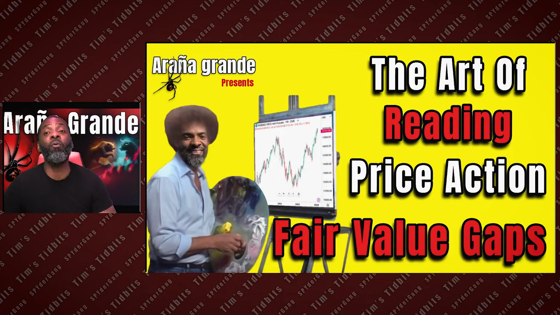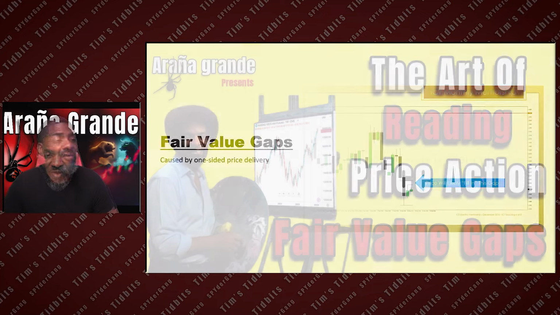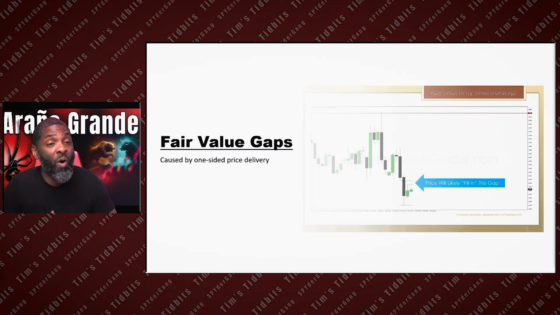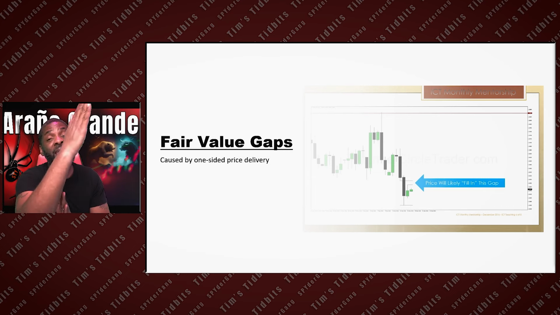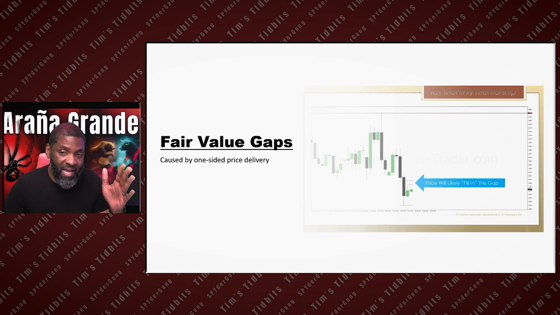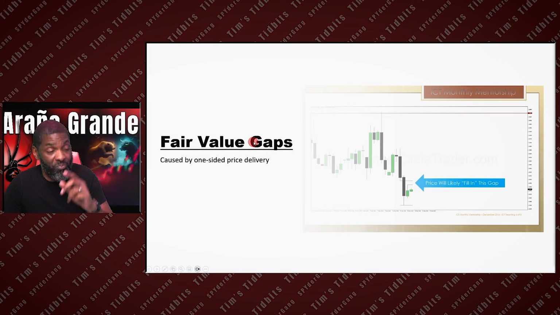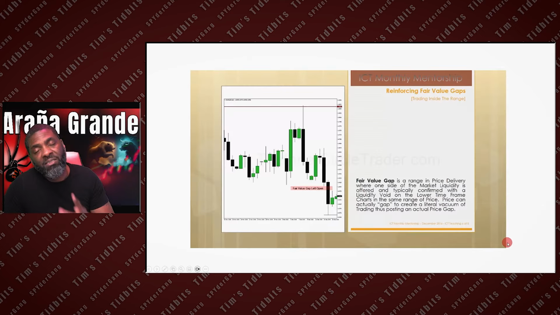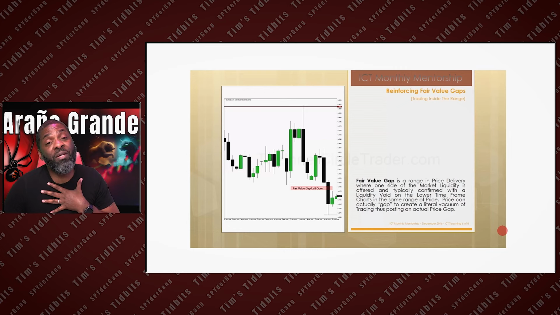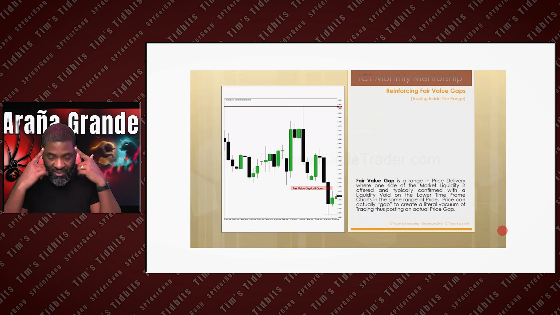Direct your attention to that side of the screen right there. The fair value gap is caused by one-sided price delivery, meaning price moves in one direction most expediently, like getting on up out of there. So one-sided price delivery, either up or down, bullish or bearish. All right, let's see what Michael says a fair value gap is, and then I'm going to give it to you in the terms that little Timmy Rogers understands it.